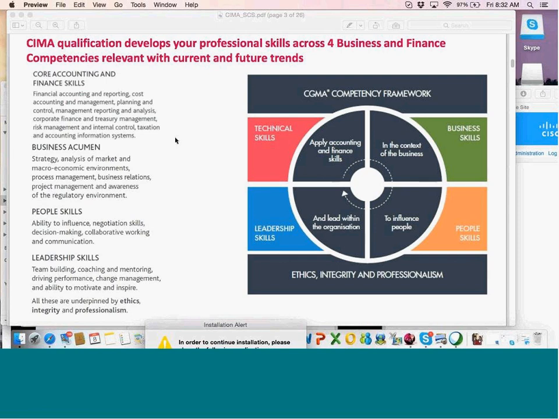So this is the reason why SEMA is now changing the whole exam structure and forcing the accountants to be more business than just looking at accounting skills. Now, if I look at business acumen, you're looking at strategy, analysis of market and macroeconomic environments, business management, business relationships, project management, a regulatory environment.